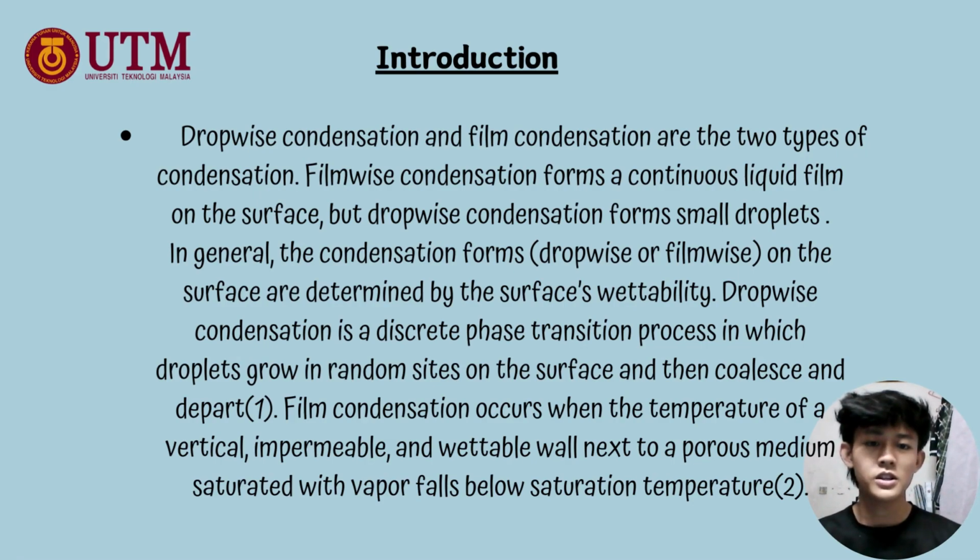Dropwise condensation is a discrete phase transition process in which droplets grow at random sites on the surface and then coalesce and depart. Film condensation occurs when the temperature of a vertical, impermeable, and wettable wall next to a porous medium saturated with vapor falls below saturation temperature.